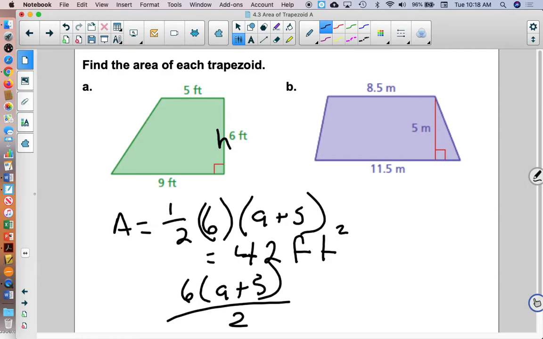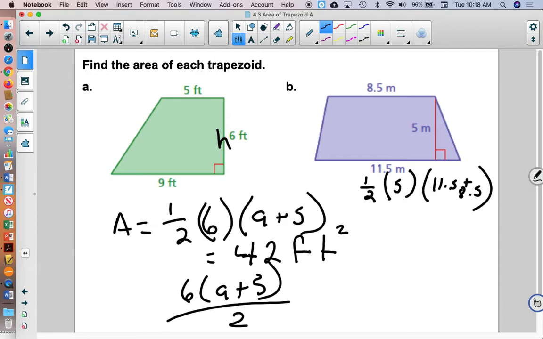Okay, formula says what? 1/2 times 5 times 11.5 plus 8.5. And if you're going to use your calculator, you're going to be dealing with some decimals. You got to do some parentheses. You got to be able to put it in the calculator right. Okay, and that's an issue.